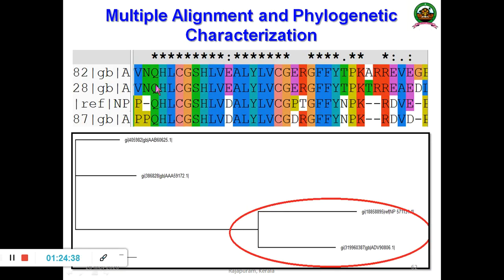So this is about multiple sequence alignment. Here the first one is the target, and the second, third and fourth ones are templates, assume. Among these, which one will you select? If you have a confusion, then you do a multiple sequence alignment.